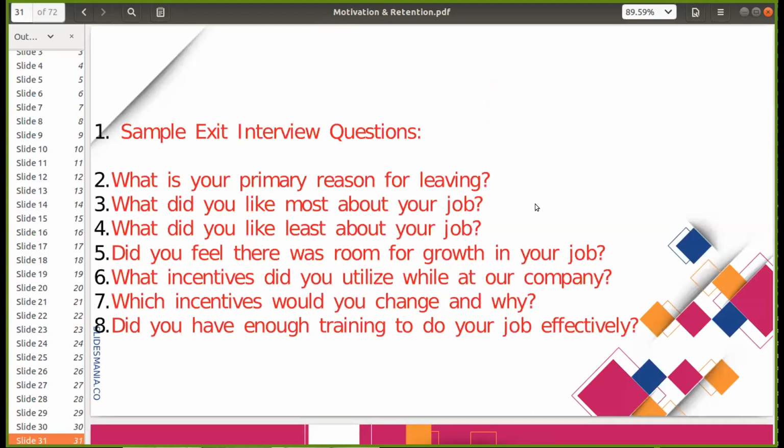Then, ito yung mga sample interview questions. So, what is your primary reason for leaving? What did you like most about your job? What did you like least about your job? Tinanong yan sa akin, kasi actually, tinanong lahat yan sa akin nung ako'y in-exit interview.